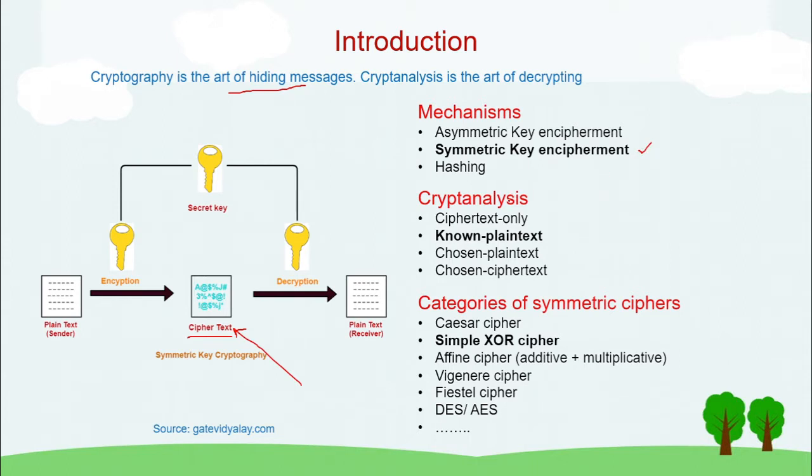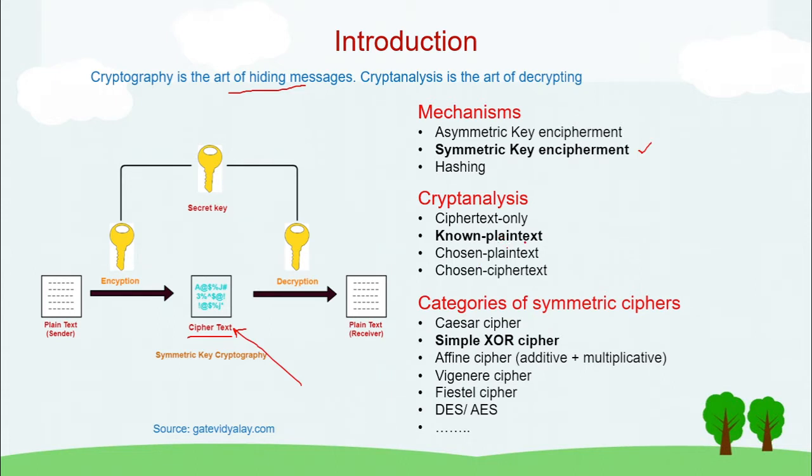And as far as cryptanalysis is concerned, again there are many methods. Ciphertext only: in this approach, you have a set of keys, and the sender will pick any one, encrypt, and send it to the receiver. The adversary can do some brute forcing with all the keys and try to get the plain text information.